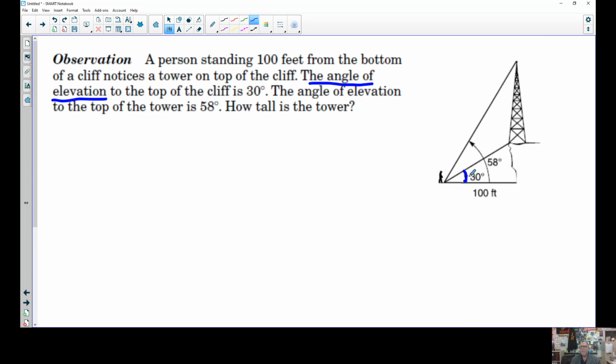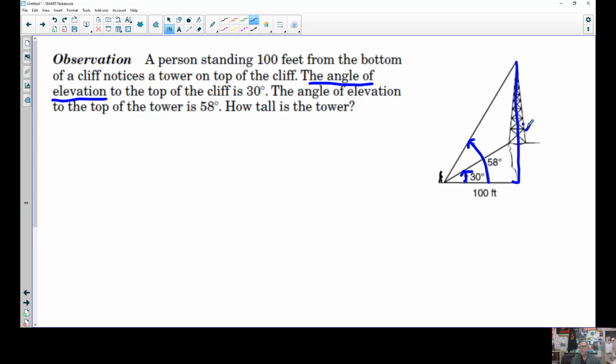All right, so for the angle of elevation, they told us it's 30 degrees. Angle of elevation to the top of the tower is 58 degrees. So again, from horizontal, we look at our line of sight to the top of that, and that's the angle of elevation. All right, so we have these two angles. It says how tall is the tower? So what we're looking for, and this is what I always do, is mark these things up a little bit.